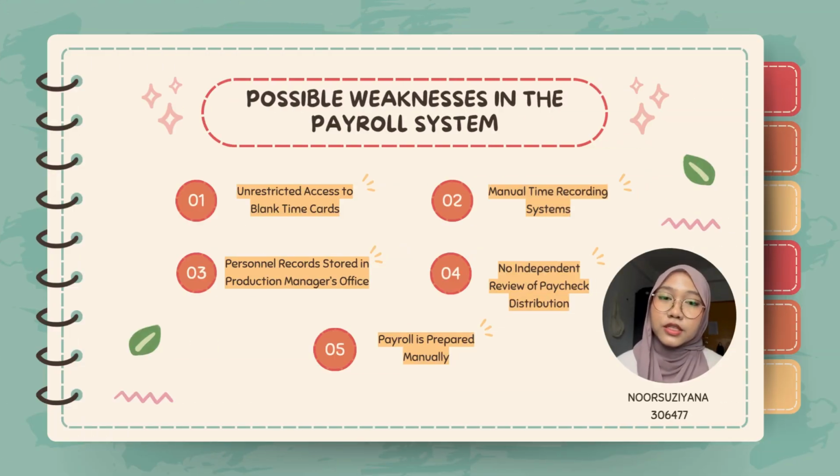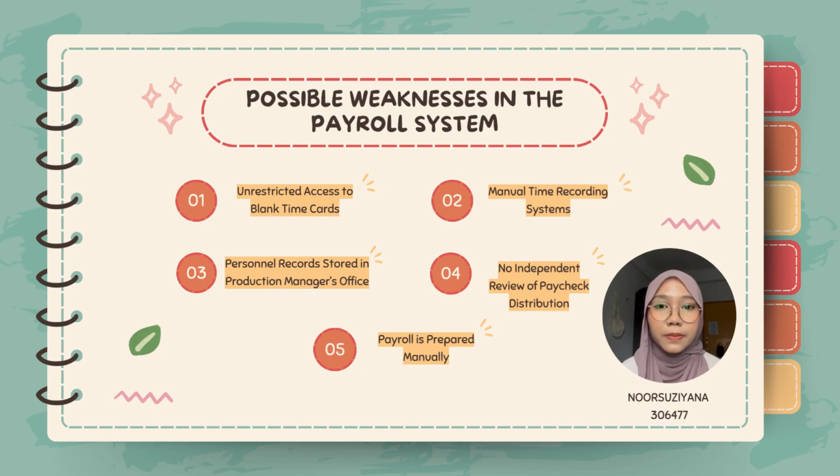There are several internal control weaknesses identified in the current payroll process. First, employees have unrestricted access to blank time cards. These cards are stored in a secure box, but workers are free to take them and fill in their name without any supervision. There is no monitoring or control over who takes the card or how many are taken, which opens the door to fraudulent time reporting.